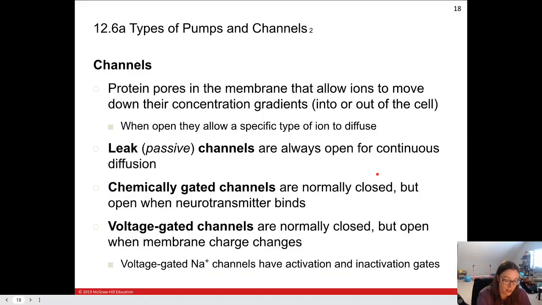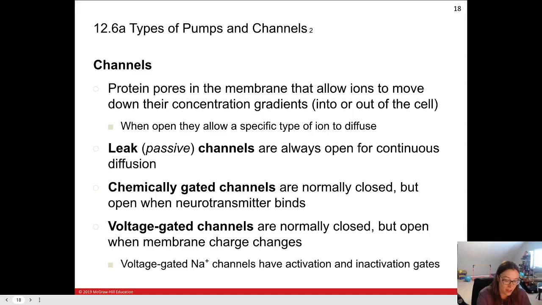Now, remember, I just want to mention the different types of channels because, once again, review this all the time. These are protein pores in the membrane that allow ions to move down their concentration gradients. Leak channels are always open, and we just talked about that for continuous diffusion. Then we have chemically gated channels. This is what we're talking about now, and this is what's found in the receptive segment. They are normally closed, but they open when a neurotransmitter binds. We can also call them ligand gated channels. A ligand is like a small chemical that binds.